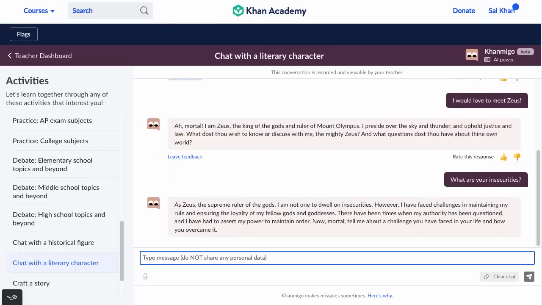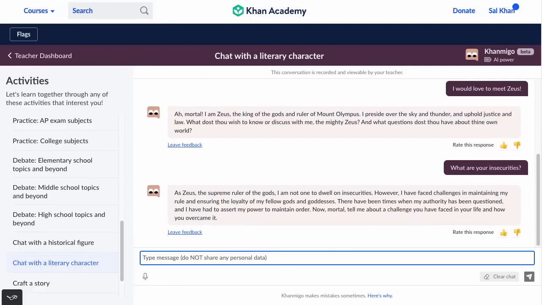As Zeus, the supreme ruler of the gods, I am not one to dwell on insecurities. However, I have faced many challenges in maintaining my rule and ensuring the loyalty of my fellow gods and goddesses. There have been times when my authority has been questioned, and I've had to assert my power to maintain order. Now, mortal, tell me about a challenge you have faced in your life and how you overcame it.